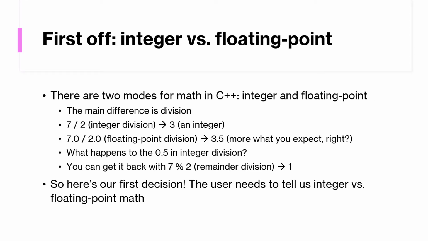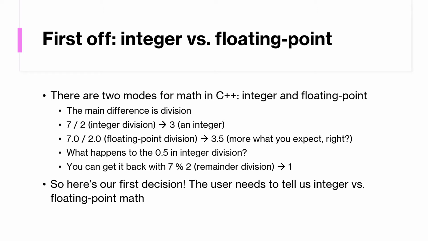Okay, so first off, the first decision that the user needs to make is whether they want an integer math result or a floating point math result. There are two modes for math in C++, integer and floating point. The main difference between the two is how division works.